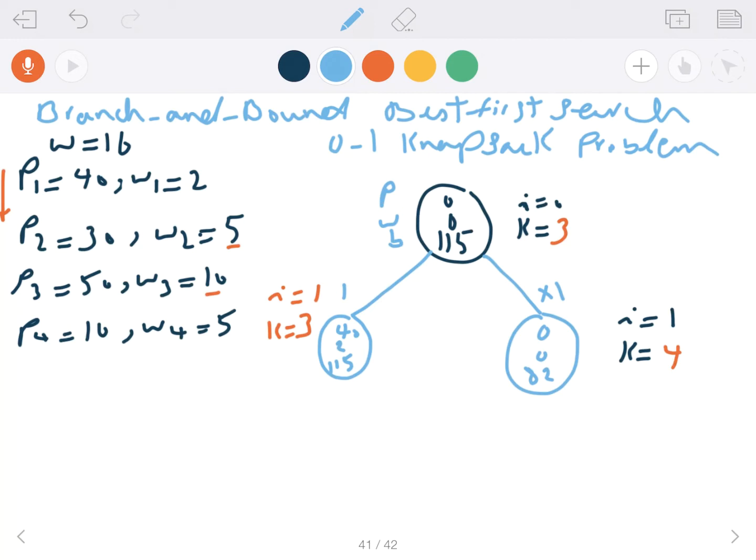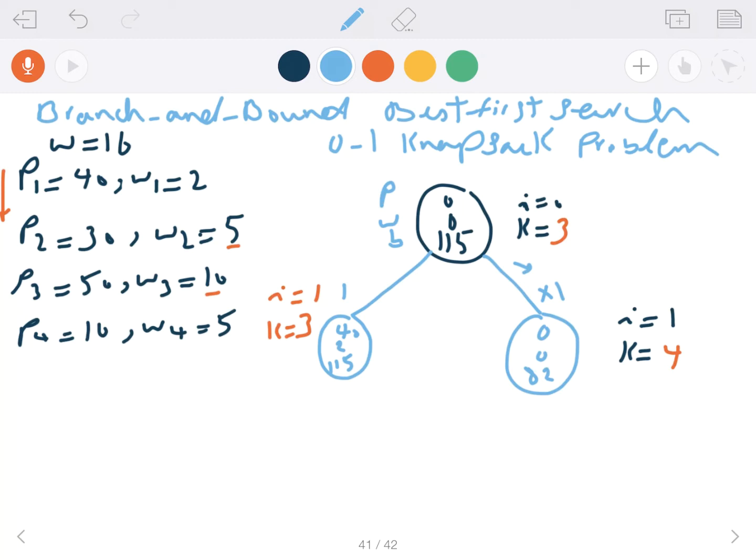Okay, because at first we started with an empty bag, then we came here and we didn't pick item number 1. So it's obvious that there is no profit and there is no item in the bag, so that weighs something. So the first 2 items are 0, and the maximum bound is going to be 82. Now if you look at these 2 nodes, we are going to do the best first search.